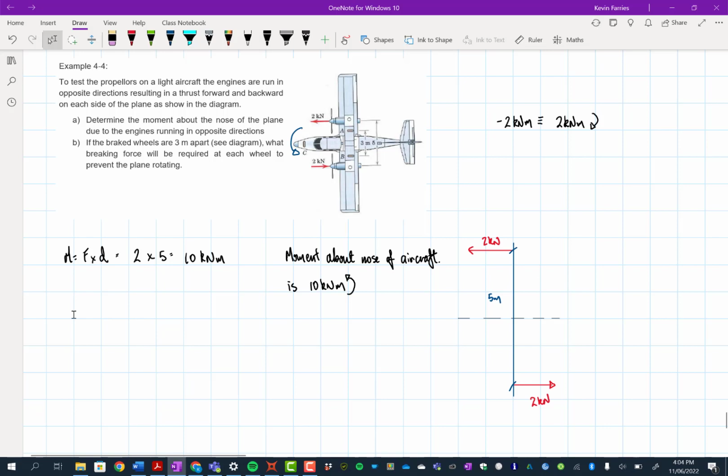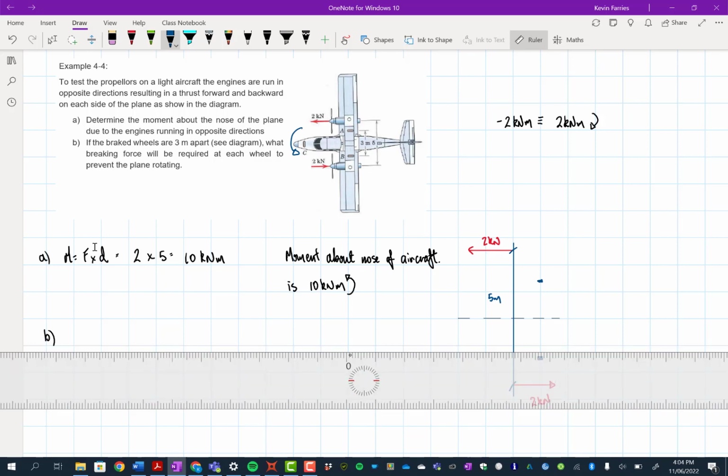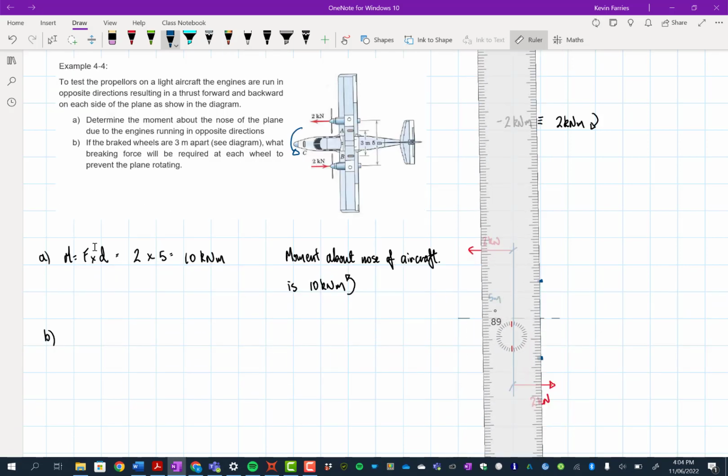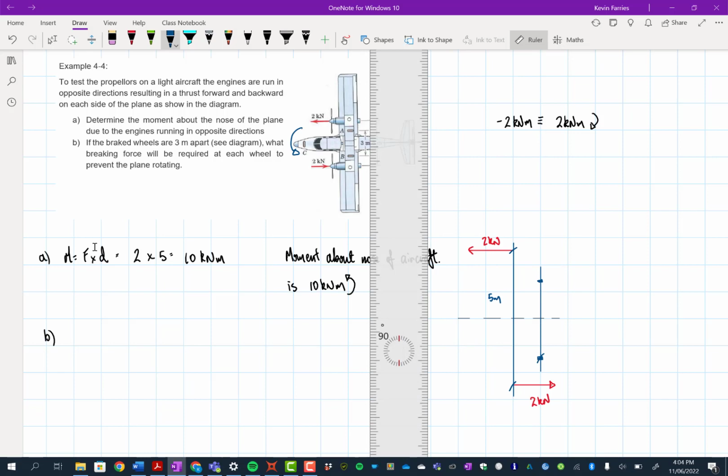So the next part of the question, that was part A. Part B, they're saying what's the force on the wheel? It's just asking for a force, not asking about directions, but nonetheless, let's have a think about it. The wheels are back here somewhere, and they're 3 meters apart. In this one I've used the scale of 1 square is equal to 1 meter. Let's just draw the lever arm. There's the perpendicular distance between the forces. It's going to be 3 meters.